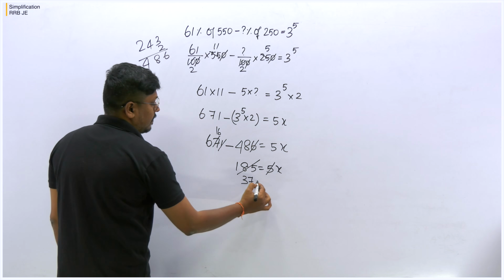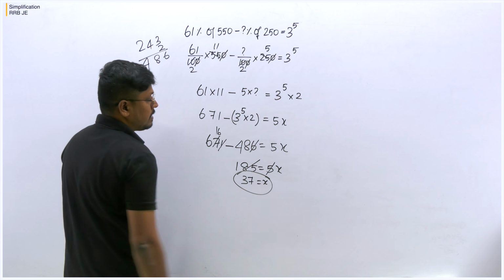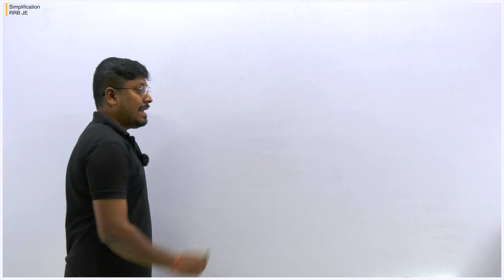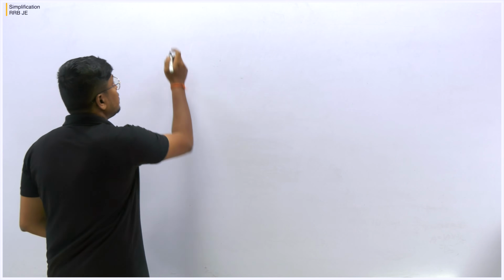7 5s are 35, so x is equal to 35. So the answer for this question is x equals 35. Next question: 1.6 the whole square.